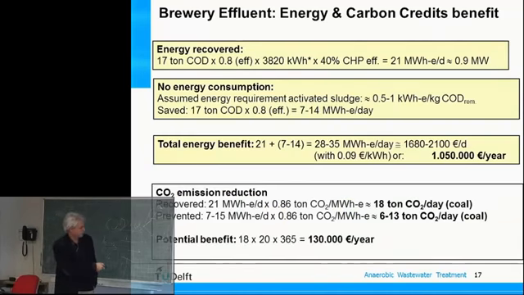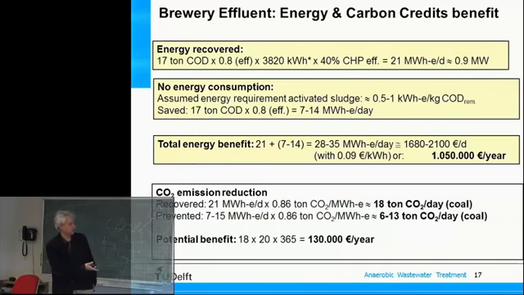Now, then you could also sell the carbon credits, because this amount of COD which is turned into alternative fuel can be valorized with carbon credits. So a CO2 emission reduction, and this recovered one, 18 tons CO2 per day, can be valorized and gives you another 150,000 euros per year. The prevented one cannot be valorized, but the one that you produce as alternative fuel can.